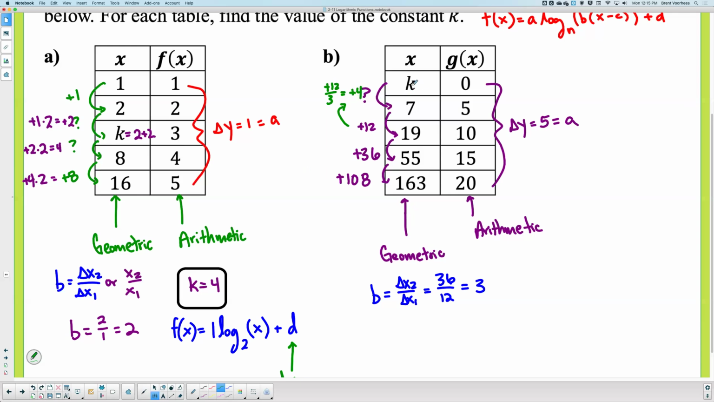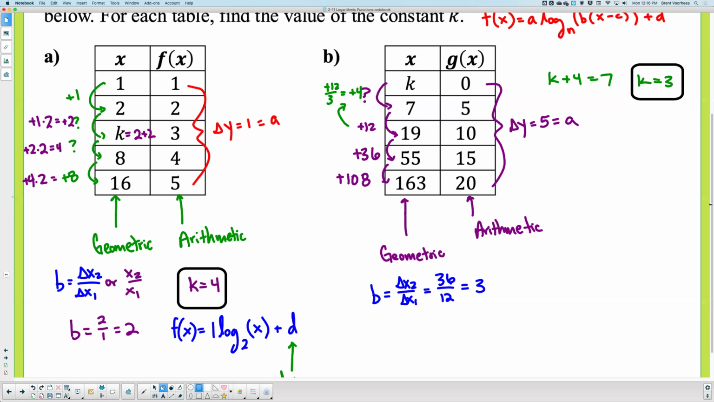Now, if this was a plus 4, then that means k plus 4 is 7. That would mean that k plus 4 equaled 7. Then, therefore, k is 3. Now, that's the answer to this problem.